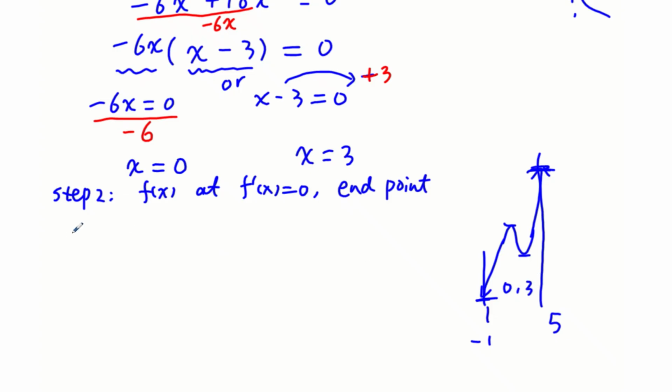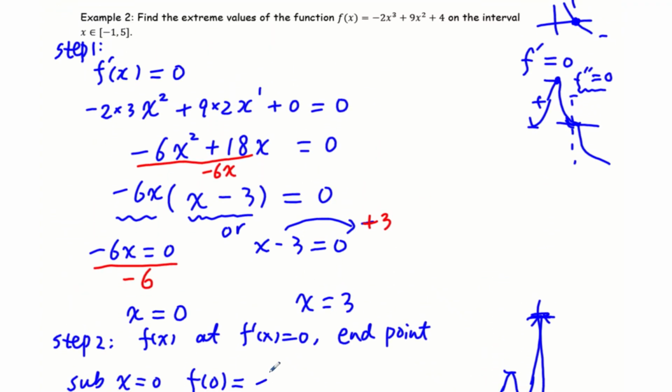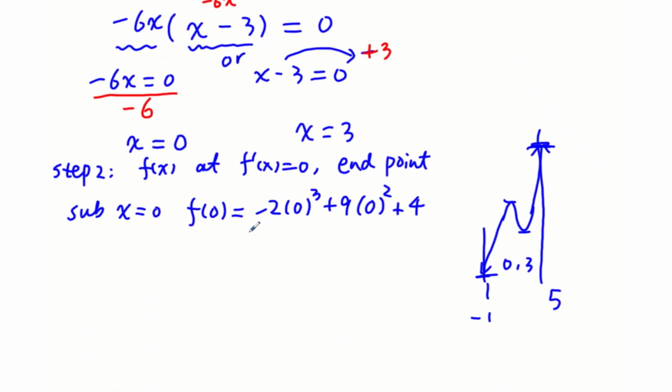Okay, so we substitute x equals 0 into f of x. f of x equals -2x cubed plus 9 times 0 squared plus 4. Then do the calculation, you will find out it equals 4. 0, 0, 0 plus 0 is 0, so it's 4 only.